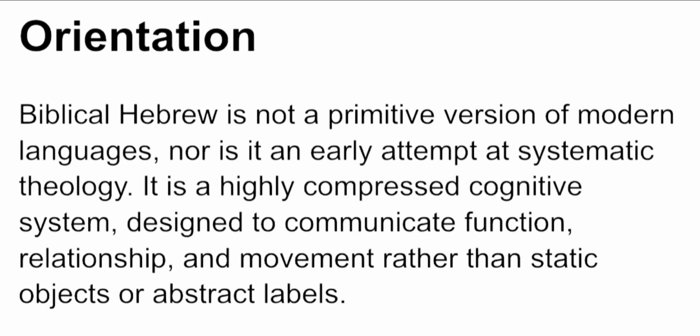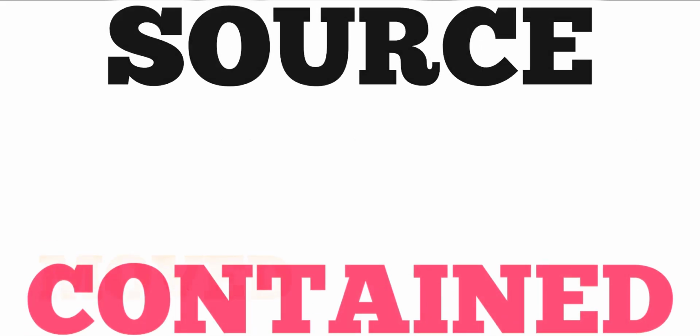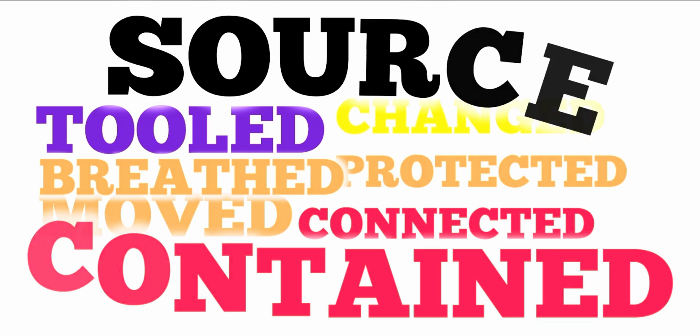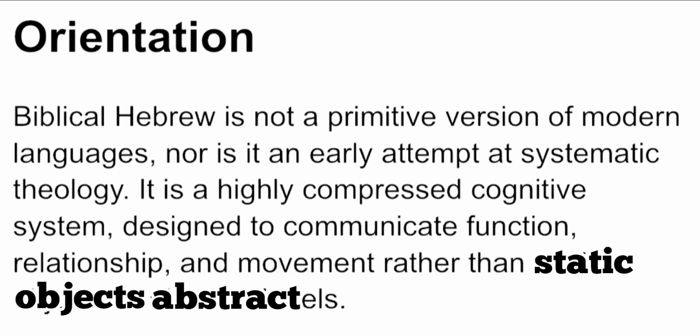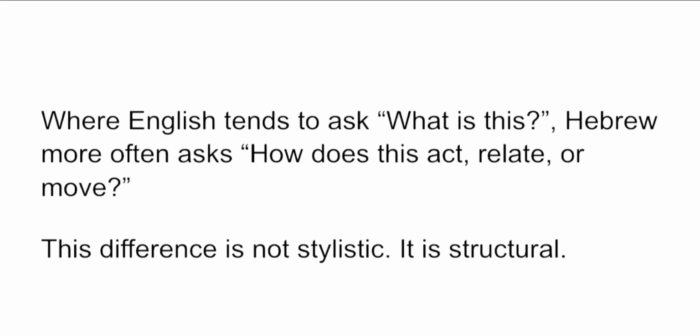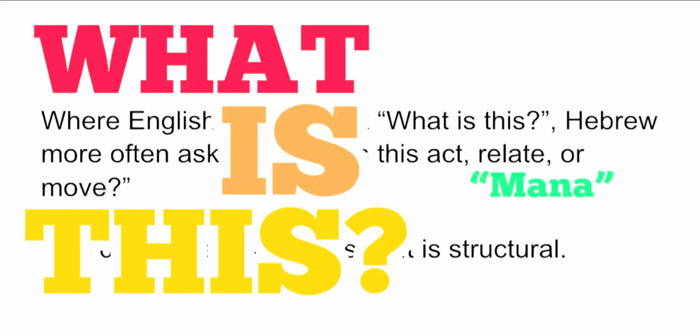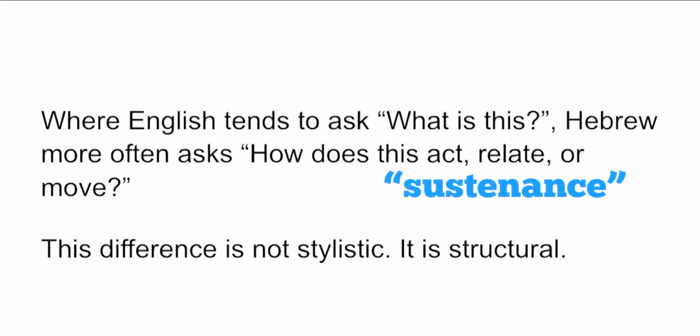Orientation. Biblical Hebrew is not a primitive version of modern languages, nor is it an early attempt at systematic theology. It is a highly compressed cognitive system designed to communicate function, relationship, and movement rather than static objects or abstract labels. Where English tends to ask, "What is this?" Hebrew more often asks, "How does this act, relate, or move?" This difference is not static.